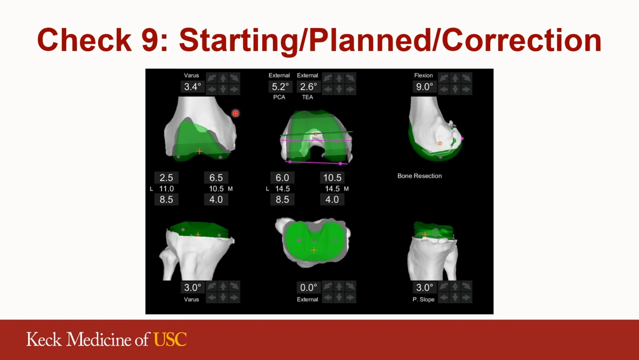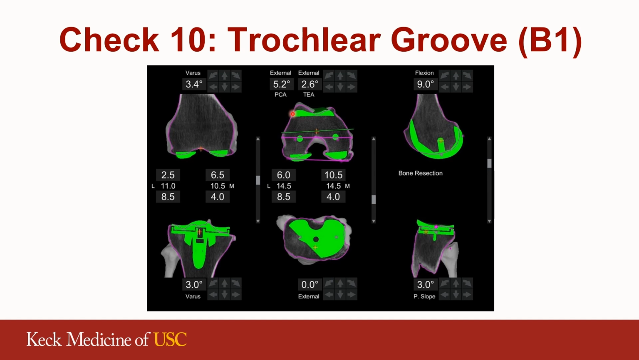9 will then assess our overall mechanical alignment. We started out at 10 or 11 degrees of varus. We're now down to about 6.5 degrees of varus. Come back to our femoral image on the axial view, and then we'll look at the trochlear groove and its relation to the patellofemoral groove.